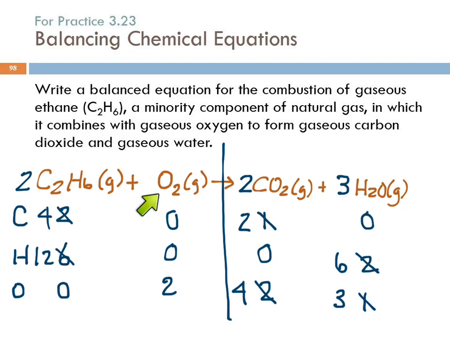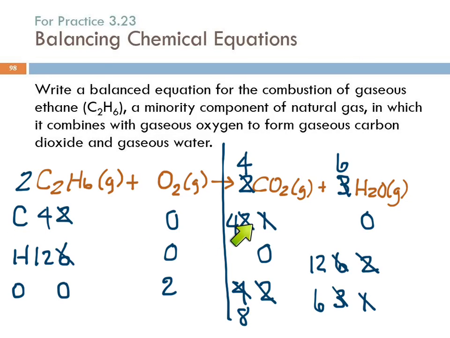This is the one I'm adjusting, so I'm going to leave him alone. This becomes a 4, so that's a 4, and this one's an 8. And this is going to be a 6. So this becomes 12 and 6. I multiplied everything but this oxygen by 2. Now go ahead and check.